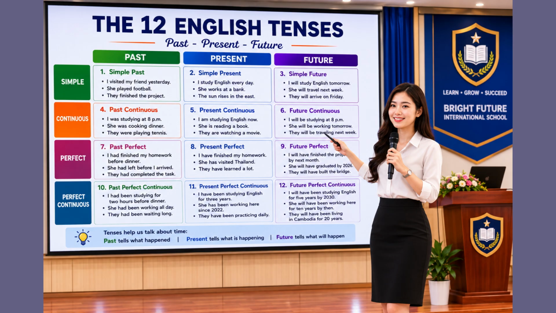Examples: I study English every day. She works at a bank. The sun rises in the east. We play football on weekends. This tense is commonly used when talking about daily activities. For example, I wake up at 6 o'clock every morning. I eat breakfast, go to work, and return home in the evening. Notice that these are regular actions that happen repeatedly.